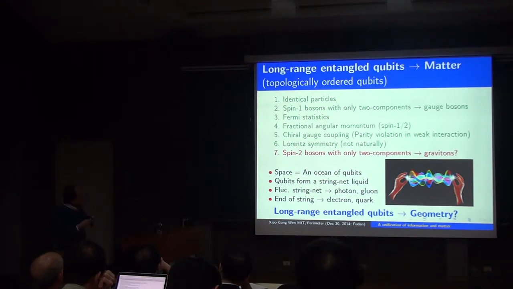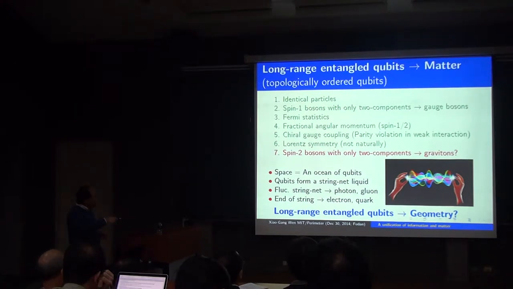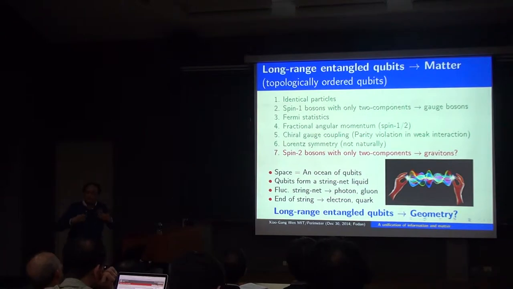And in this kind of qubit ocean, the fluctuation of strings gives us the photon, the gluon, etc. The end of a string gives us the electron, the quark. So that's basically a new worldview in this second quantum revolution. And this picture can explain the first 6 properties. We are still trying to see whether we can get the 7th property, that is, whether the graviton can be understood from this point of view or not. If we can understand the graviton, we can say that even geometry comes from long-range entanglement.